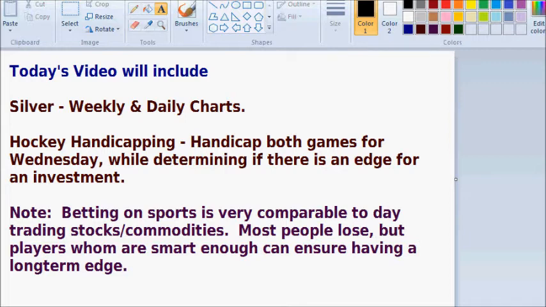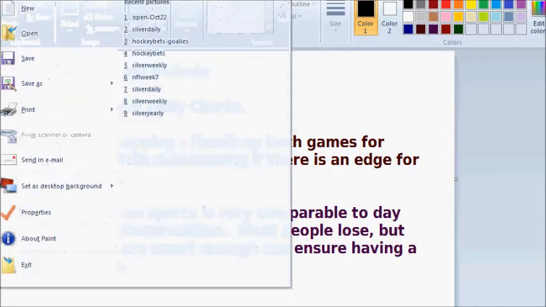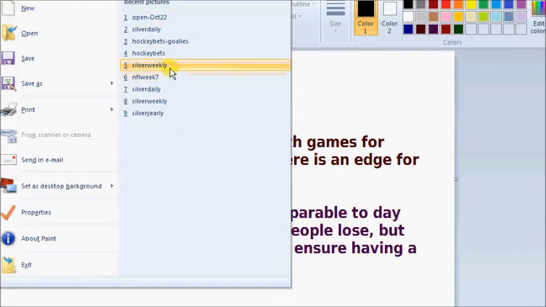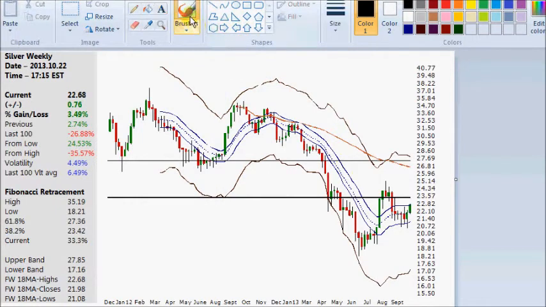But it's pretty much the same thing, because as I go over the silver stuff, economic situation, and you want to have an edge, well, you're handicapping the monetary system, of course, to have an edge. And when you understand the fiat currency system, it's pretty easy how to play it. So let's get started. We'll start with the weekly chart for silver.